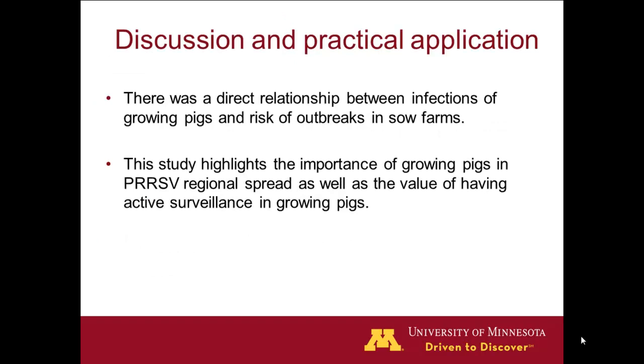So, discussion on practical application of this analysis. This is an observational analysis, but in this case, we were able to identify a direct relationship between infections of the growing pigs and the risk of outbreaks in sow farms. This analysis also highlights the importance of growing pigs in PRRS virus regional spread, as well as the value of having active surveillance in growing pigs, and some applications of that. And with that, I will also let Paul comment on some of these practical applications.